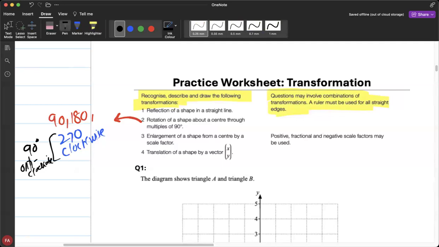Finally, enlargement of a shape from a center by a scale factor. Like I've already discussed, there are 3 types of scale factor. The first one is positive, second fractional, and then we have negative. And finally, we have a translation which must be represented with a column vector. Now, without wasting any further time, let's dive into the questions.